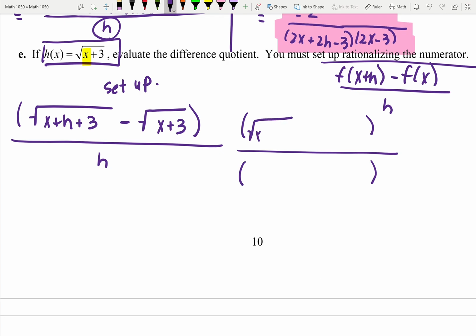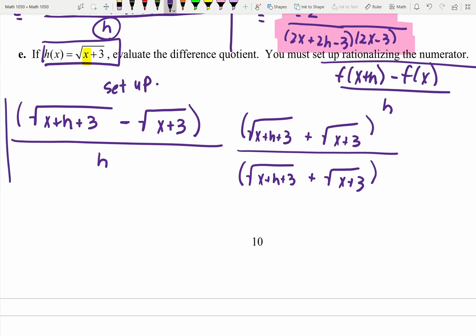You guys look. x plus h plus 3. Do you see how that's a minus? Put a plus, and then do the square root of x plus 3. Now, if you multiply it by the top, you have to multiply the exact same thing by the bottom, and that's your answer. Literally, that is your answer.